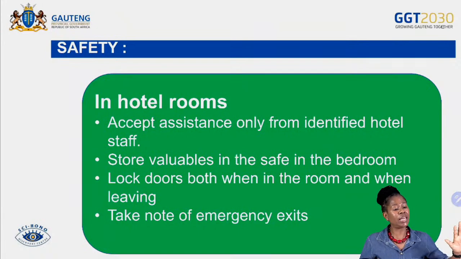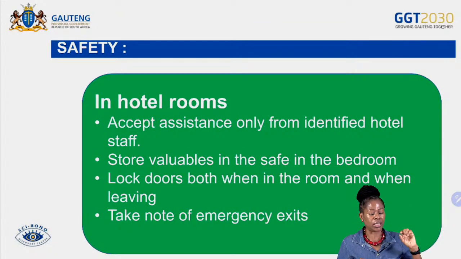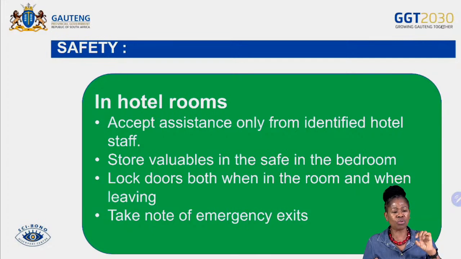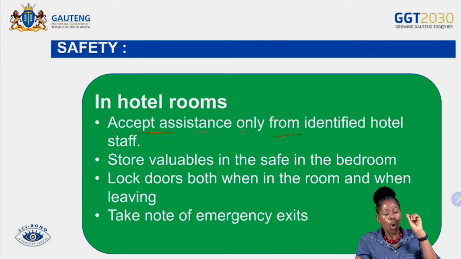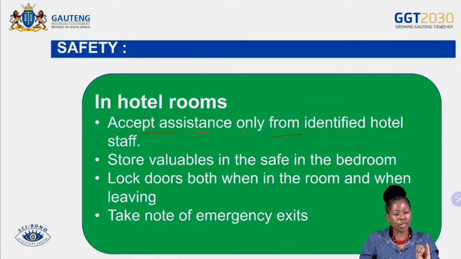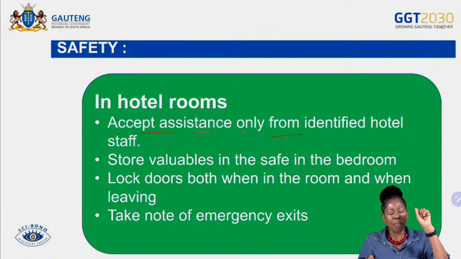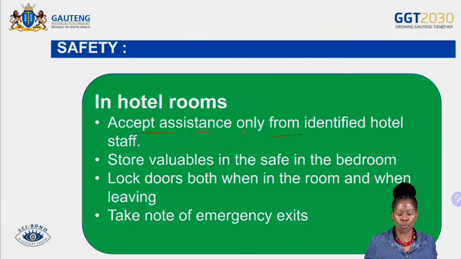Now we've got so many areas that we must discuss when we do safety. We've got safety in hotels. What must we do when we are in hotels? They say, do not accept assistance, or accept only assistance from identified hotel staff. And again, store your valuables in a safe in the bedroom. You'll be given a safe, you store your valuables there. You always lock your doors when in a room and also when you are leaving, because you mustn't invite strangers inside your home. Also take note of an emergency exit when you are in a hotel, so that when you are about to escape, you know where to go.